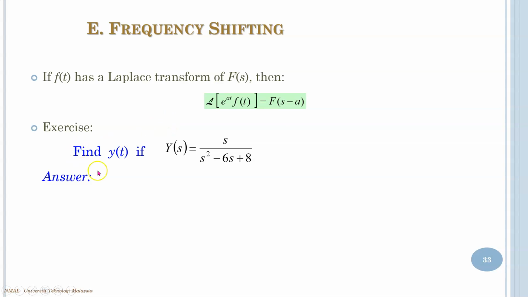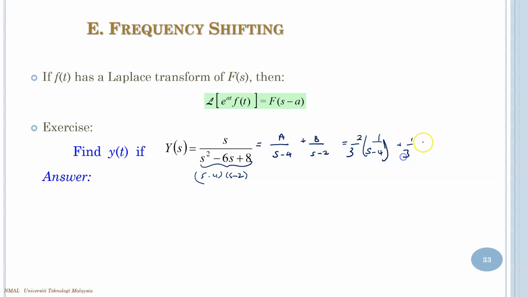As an exercise here, find y(t) if Y(s) is equal to (s squared minus 6s plus 8). In order to solve this, it is similar to the examples before. You need to factorize. So this should be equal to A divided by (s minus 4) plus B divided by (s minus 2). The denominator should be (s minus 4)(s minus 2). You should know how to factorize from here to here. Then you perform the partial fraction theorem. From the partial fraction theorem, you will get A equal to 2 over 3, and B should equal 1 over 3.